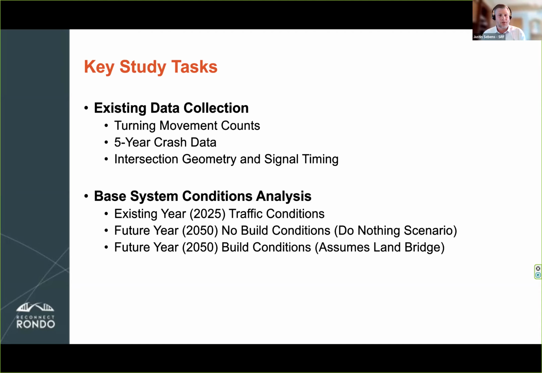Then we'll move into our future conditions. So we'll look at future year 2050 no build. This is essentially our do nothing scenario. So if nothing were to change other than just background growth in the area, what would the system look like in the future? And then we have our build conditions, also 2050, and all of our build scenarios that we're going to be looking at as part of this study will assume that the land bridge has been constructed. So that's kind of that base assumption for future conditions.